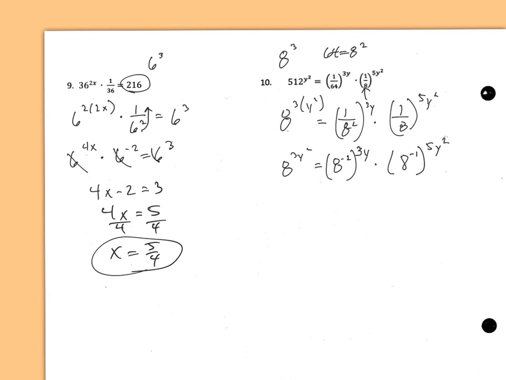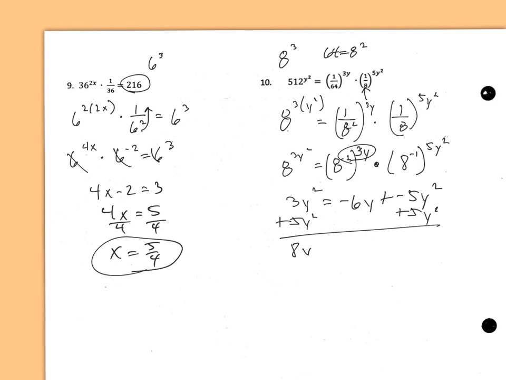So we're going to multiply our powers. So 3y squared, multiply power to a power, equals negative 6y plus, because that's a times, and then we have negative 5y squared. I'm going to add the 5y squared to the other side, and we get 8y squared equals negative 6y. Now because you have y squared and y, you have to factor this, so we've got to move this over here. 8y squared plus 6y equals 0.